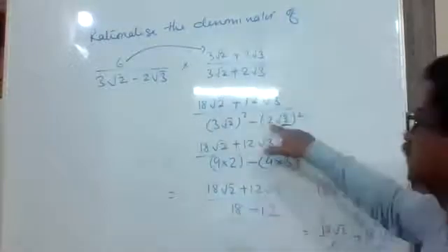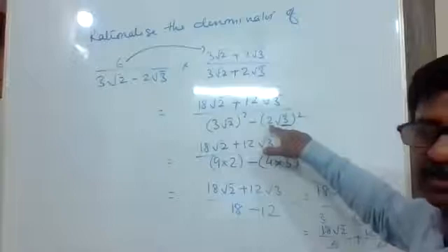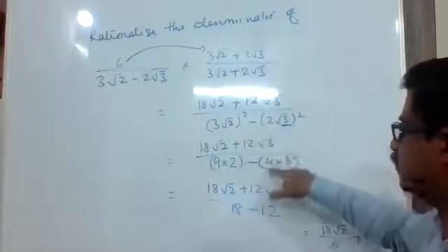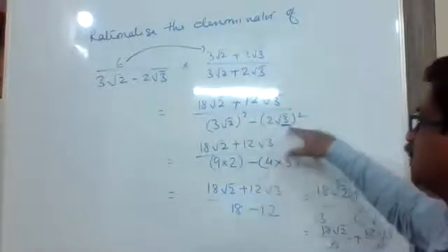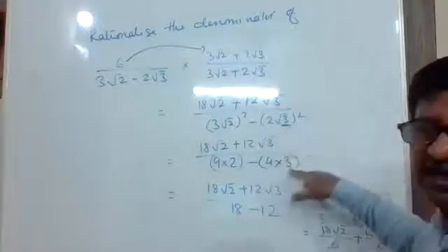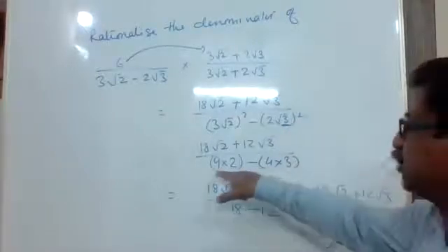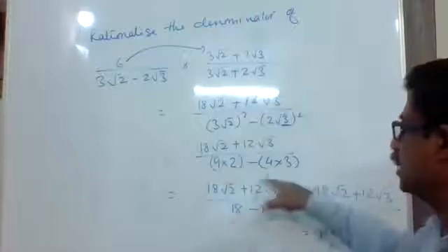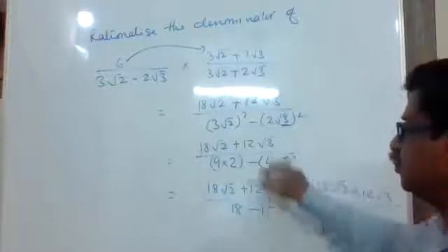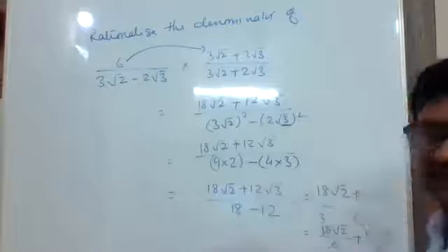Same thing here also. Square of 2, since it is not having the root sign, when you are multiplying 2 times, we are getting 4. And when you are multiplying root 3 2 times, we are going to get 3. Now, the denominator becomes 9 2s are 18 and 4 3s are 12. Numerator we have kept as it is.